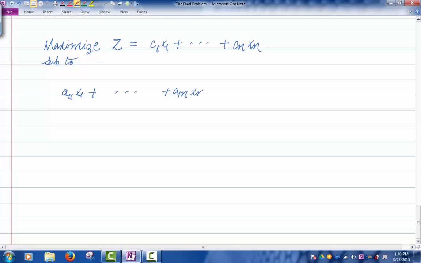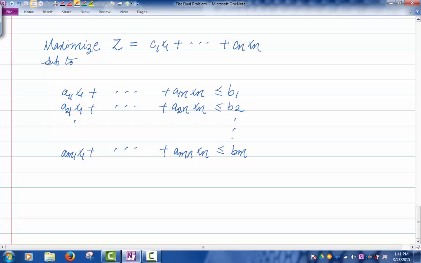a1n xn less than or equal to b1, and a21 x1 plus ... plus a2n xn less than or equal to b2, and then am1 x1 plus ... plus amn xn less than bm.